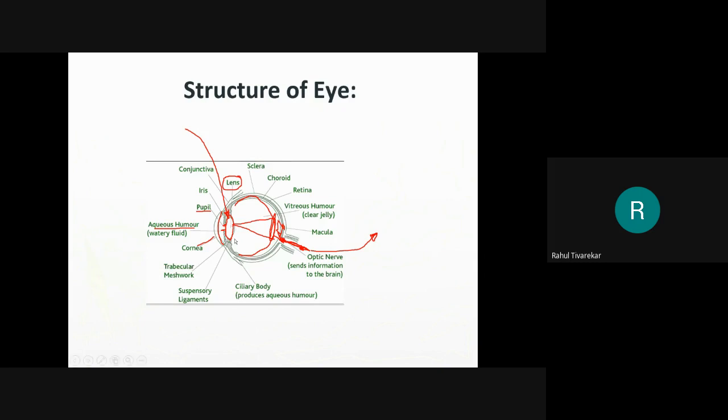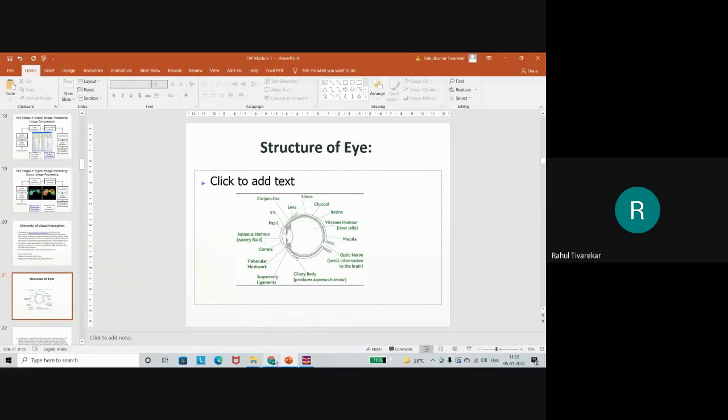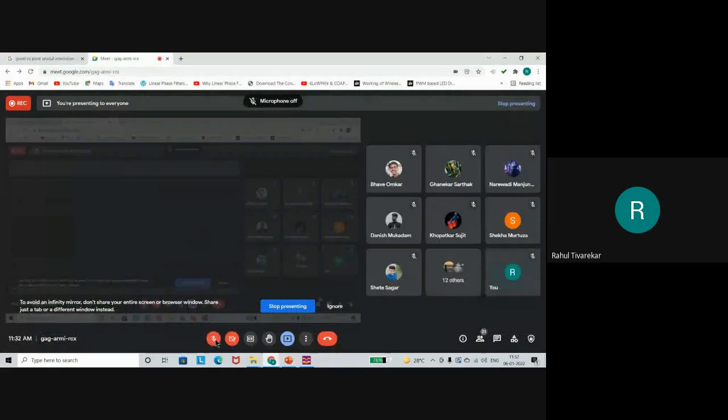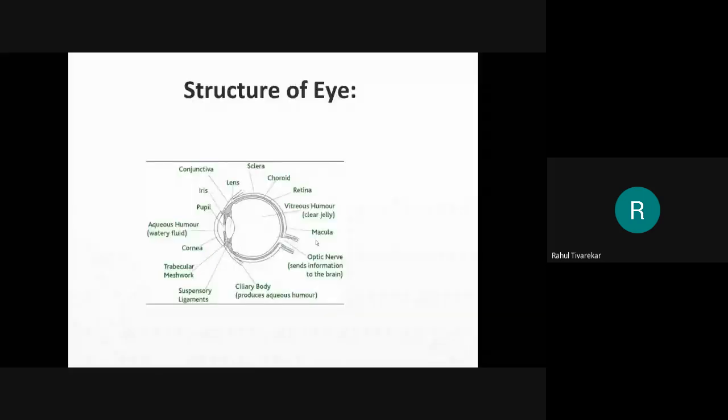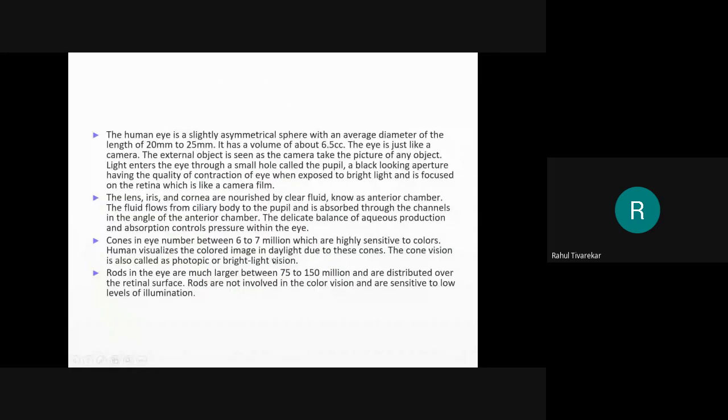One minute. Okay, let's continue. So the lens, wait a minute.